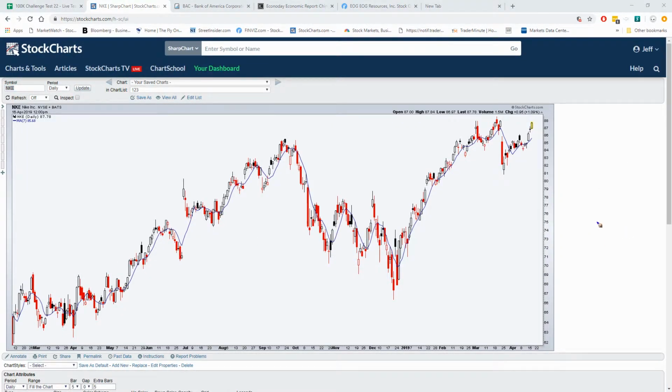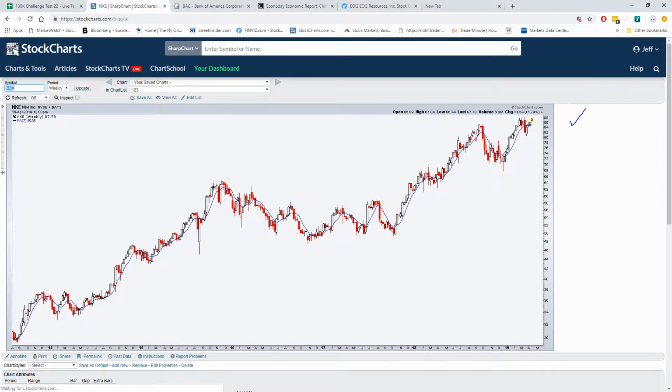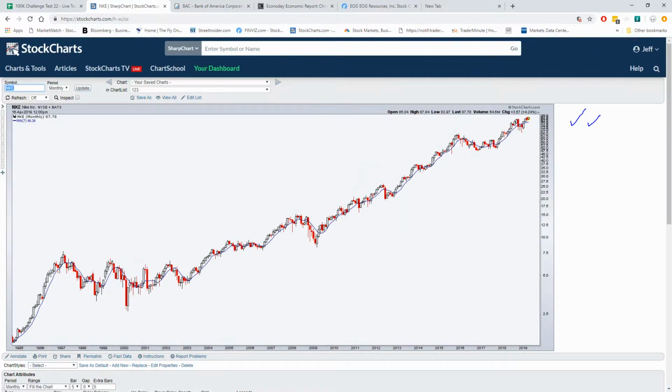And we ask the question, is it above the 7-day moving average? Well, yes. All right, it gets 1 point. Easy enough, right? It's either above or below. Very easy to see. What about the weekly? Is it above or below? It's above, so it gets a second point. What about the monthly? It's above. So it gets a score of 3. Perfect score. Looks like we're going with Nike, right?